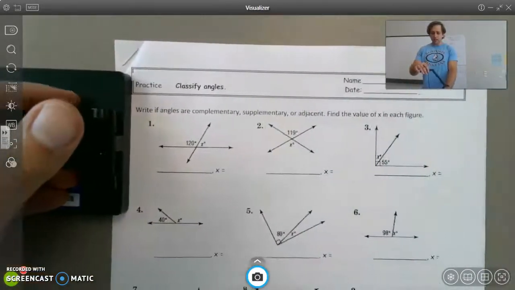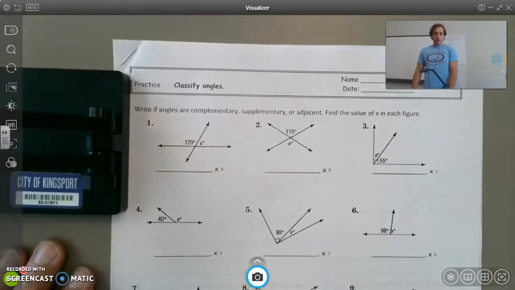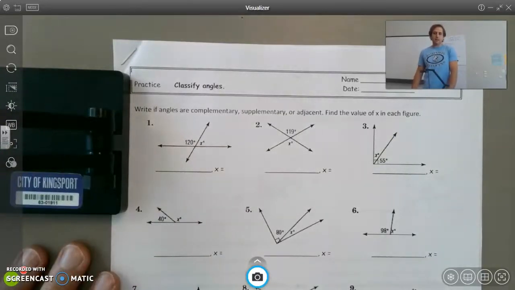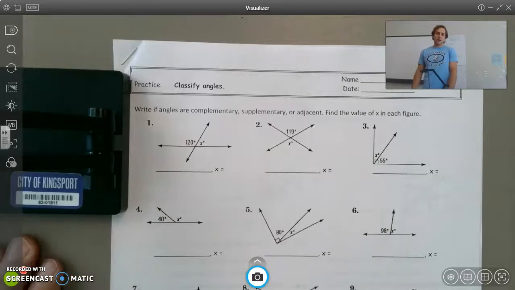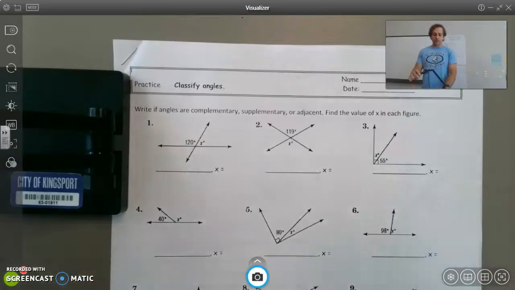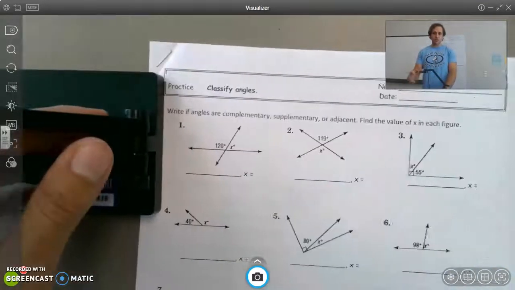There's one more thing I really think we need to explain when it comes to angles, and that is vertical angles. We have not had a discussion about vertical angles yet, and I want to create this video to simply focus on vertical angles, and I'm going to pull them out of this classifying angles worksheet that you should have. Okay.